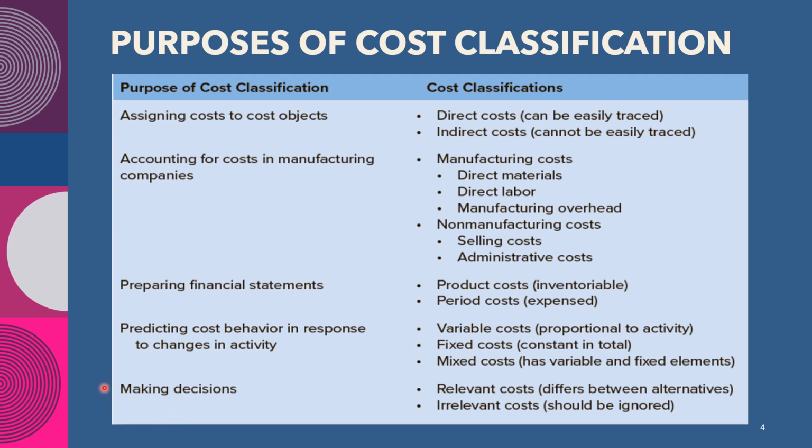The last one is making decisions. For making decisions, management will only consider relevant costs. These are the costs that will differ between alternatives. For irrelevant costs, they should be ignored.